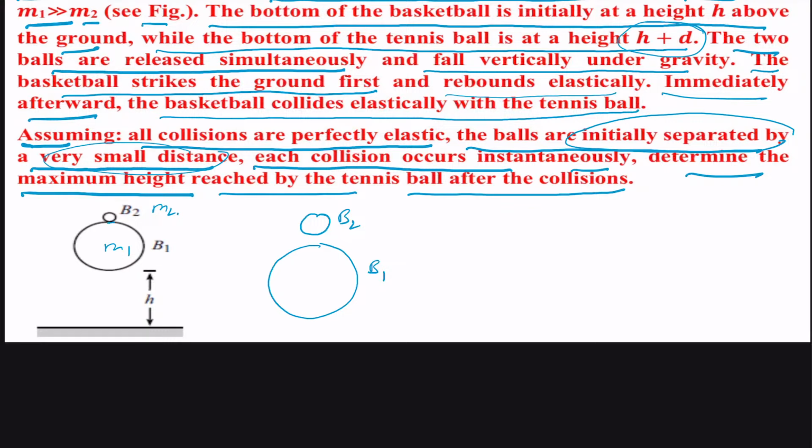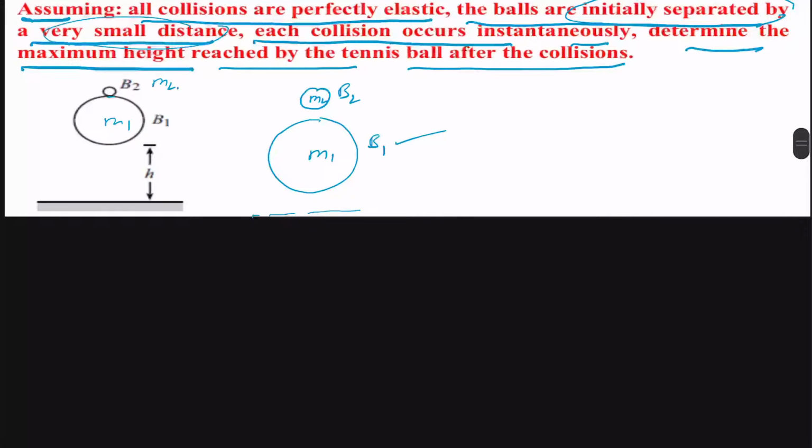And everything is elastic, okay, and m1 is much larger than m2. So we have to remember this thing. So let us find out that when both are being released, it is given that the basketball hits the surface first. So let's find out what will be the speed just before the basketball hits the ground. So that will be the first part.